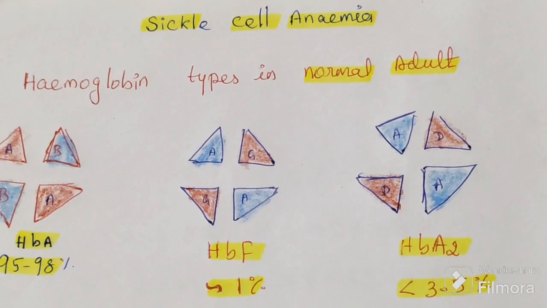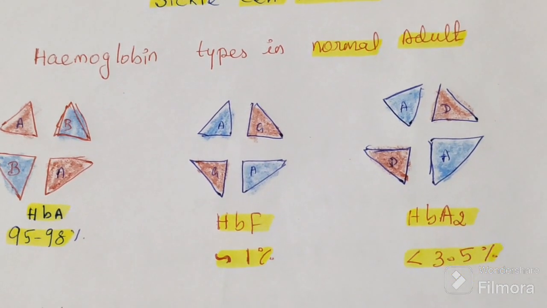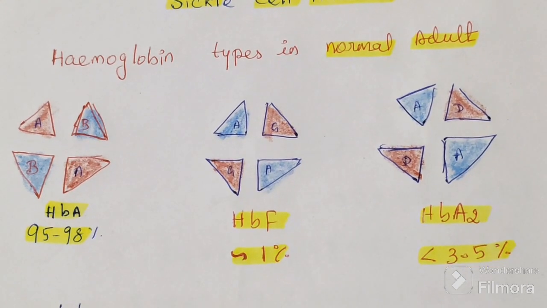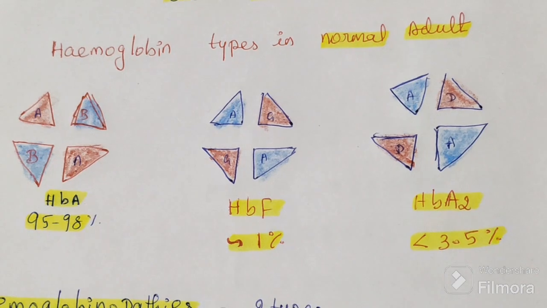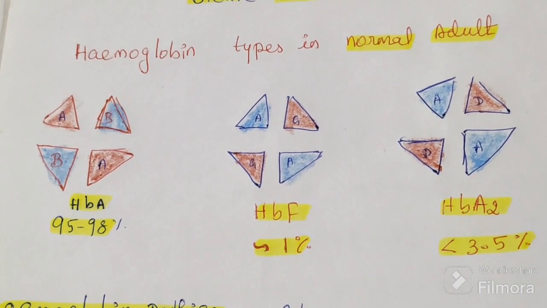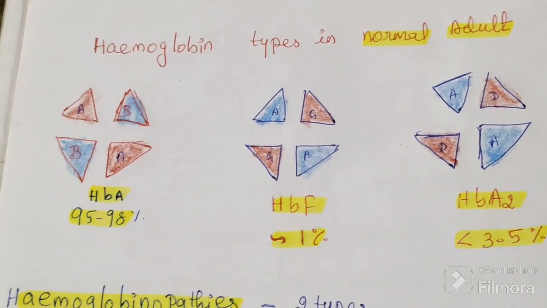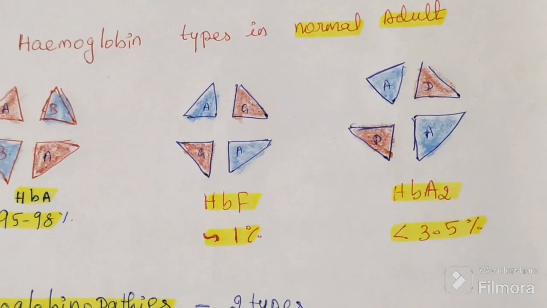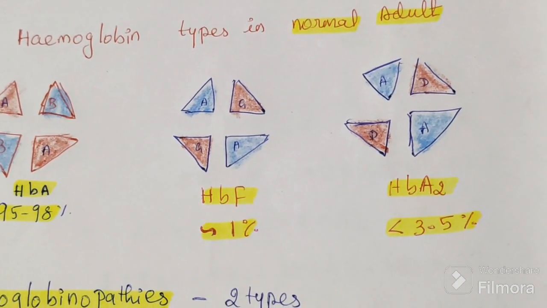In this video, we'll discuss sickle cell anemia and the various types of human globulins present in the human body. In hemoglobin, there are 4 globulin chains, and there are always 2 alpha chains. Along with 2 alpha, if 2 beta chains are present, it is known as hemoglobin A. If along with 2 alpha, 2 gamma chains are present, it is known as hemoglobin F.